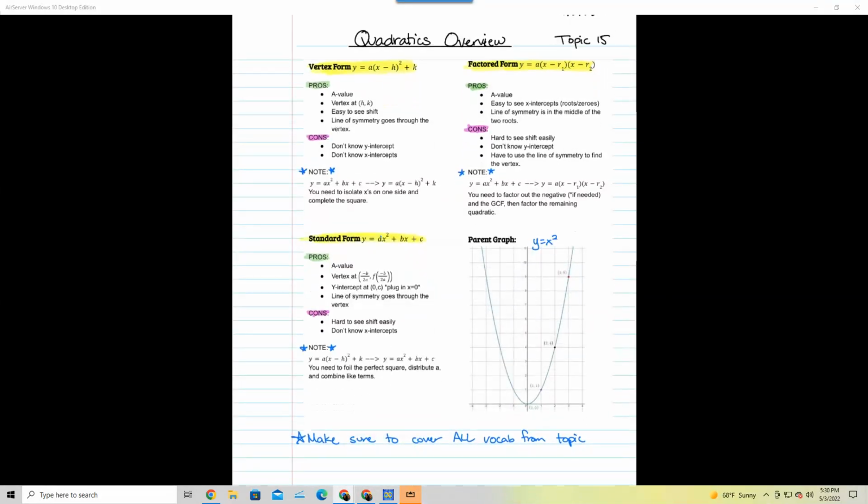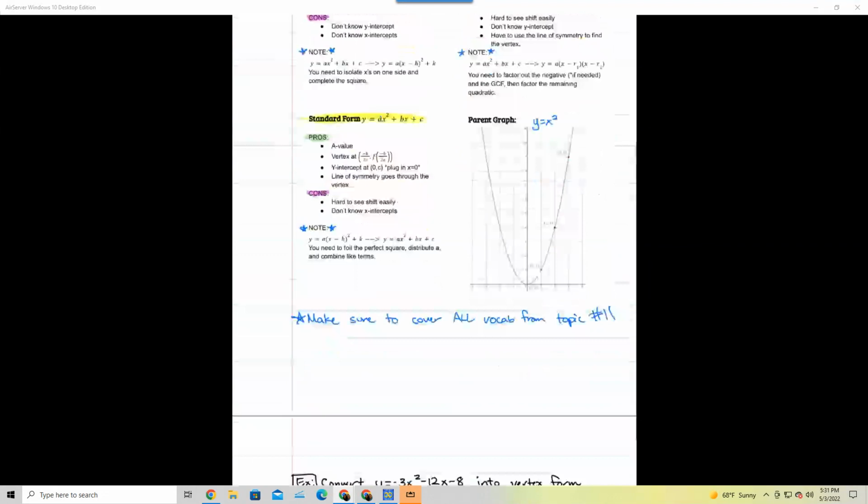The other thing I need you to make sure of is that you cover all the vocab from topic number 11. Go back to topic number 11, and it talks about what it means to be the domain, what it means to be a vertex, a line of symmetry, the range, what it means to be increasing, what it means to be decreasing, all that wonderful stuff. All right, so there's our overview.